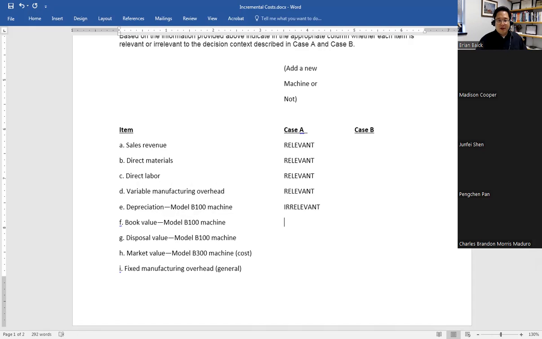What about the book value? Is that going to be relevant or irrelevant? The decision is, should I add a machine or not? Well, the book value of the old machine is going to be the same and it's not going to change, because if I add a machine, I still have the book value on the old machine. If I don't add a new machine, I still have the book value on the old machine. This is irrelevant.